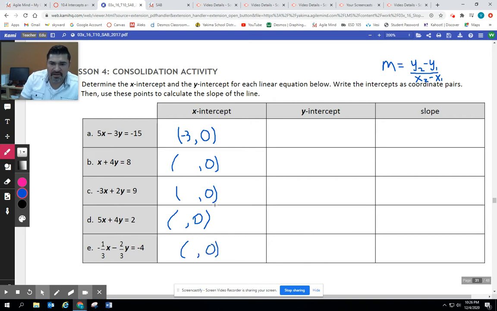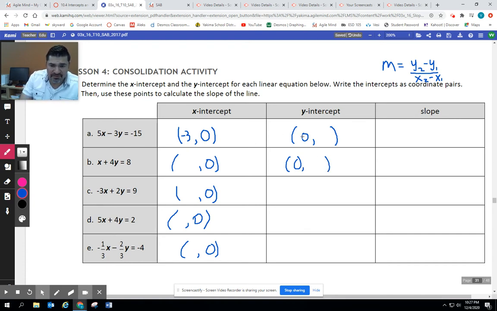And remember that we're going to do the same thing for the y-intercept. For the y-intercept, instead of y being 0, for the y-intercept, x is 0. So for all of these, it's going to be just the opposite. Okay, and you'll continue down this way.